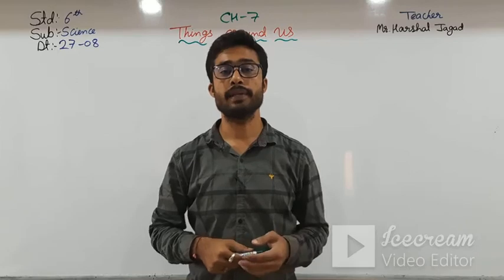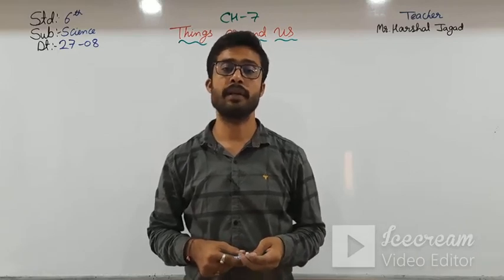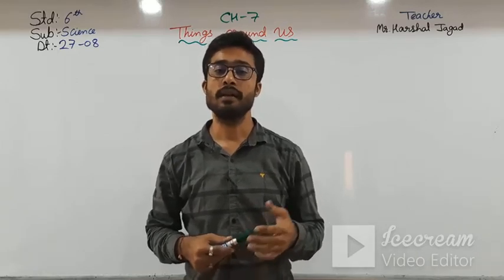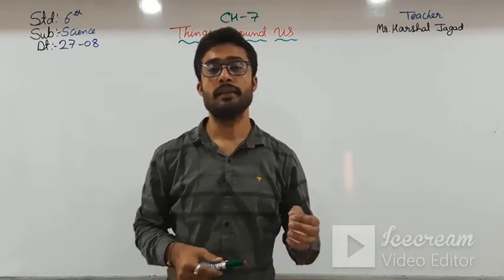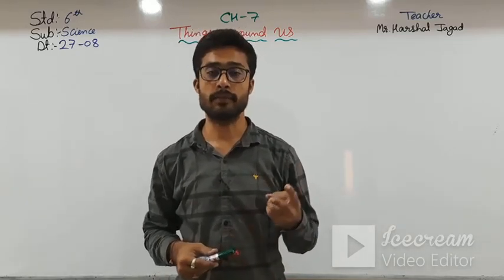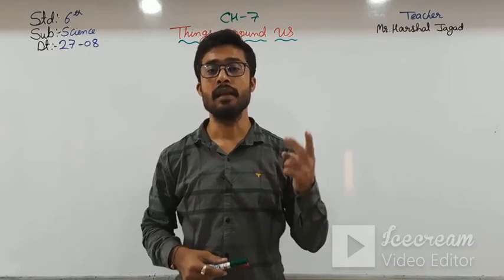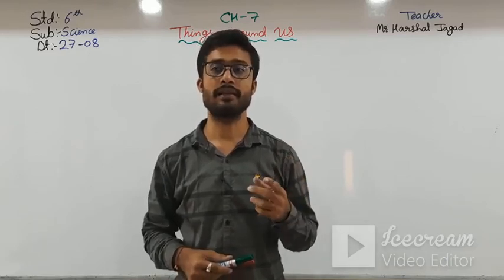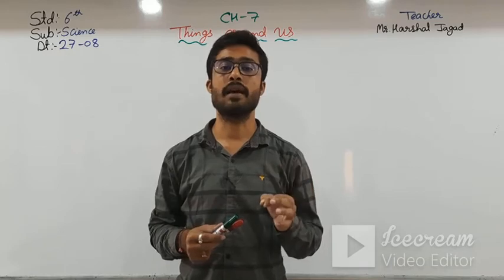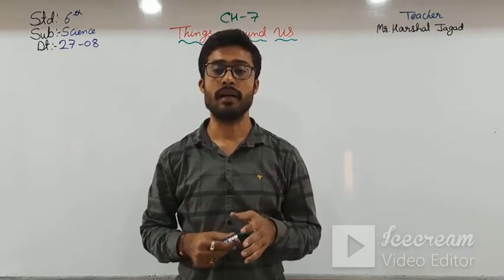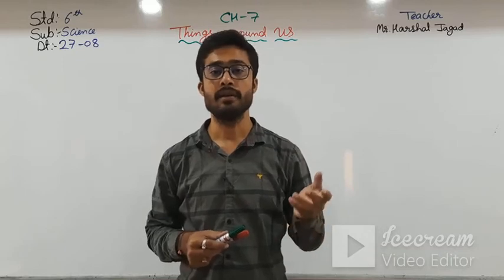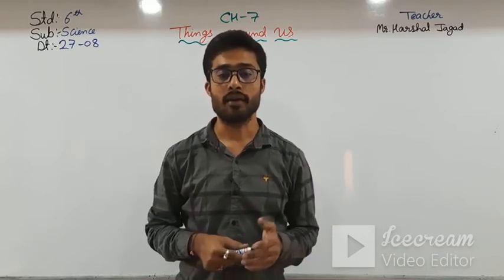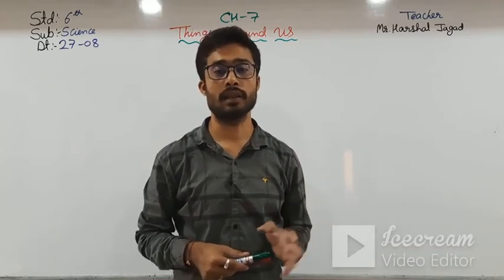So in the previous video we were going through chapter number 7, that is Things Around Us. We have seen about the things. There are two types of things, that is living things and non-living things. So what are living things? Living things have cells. Non-living things are like fan, light, table, benches, mobile phones. All those are non-living things.